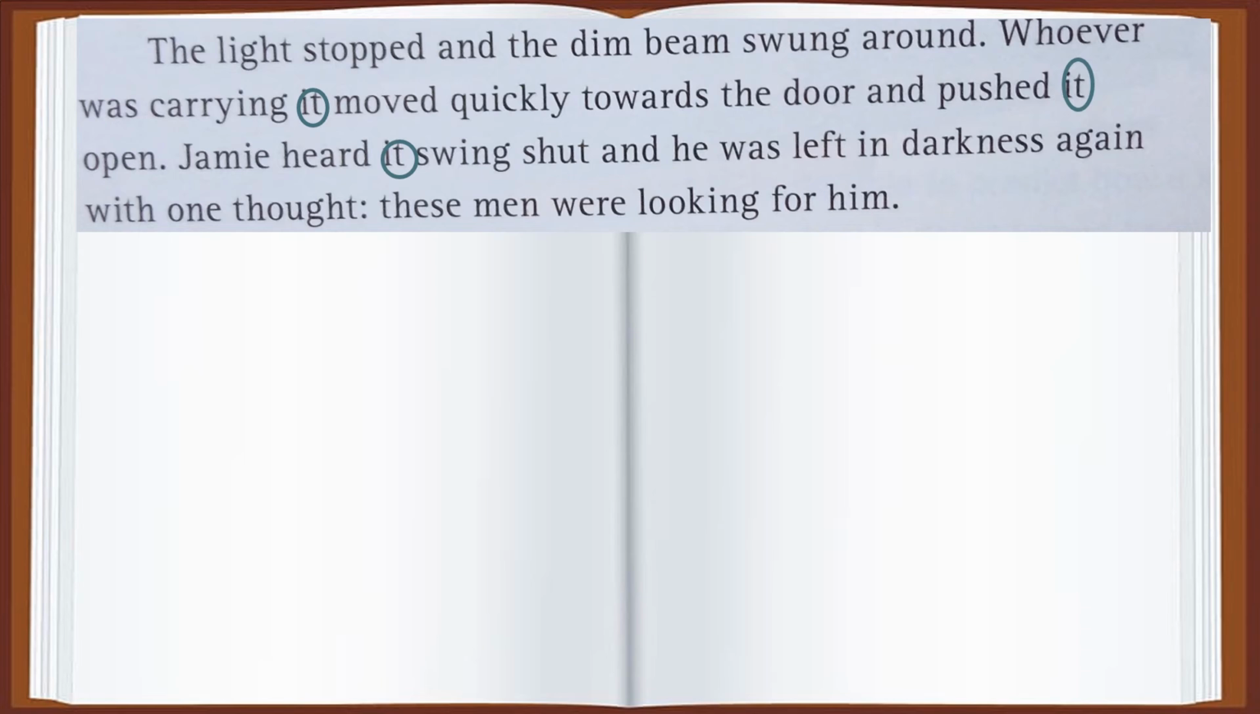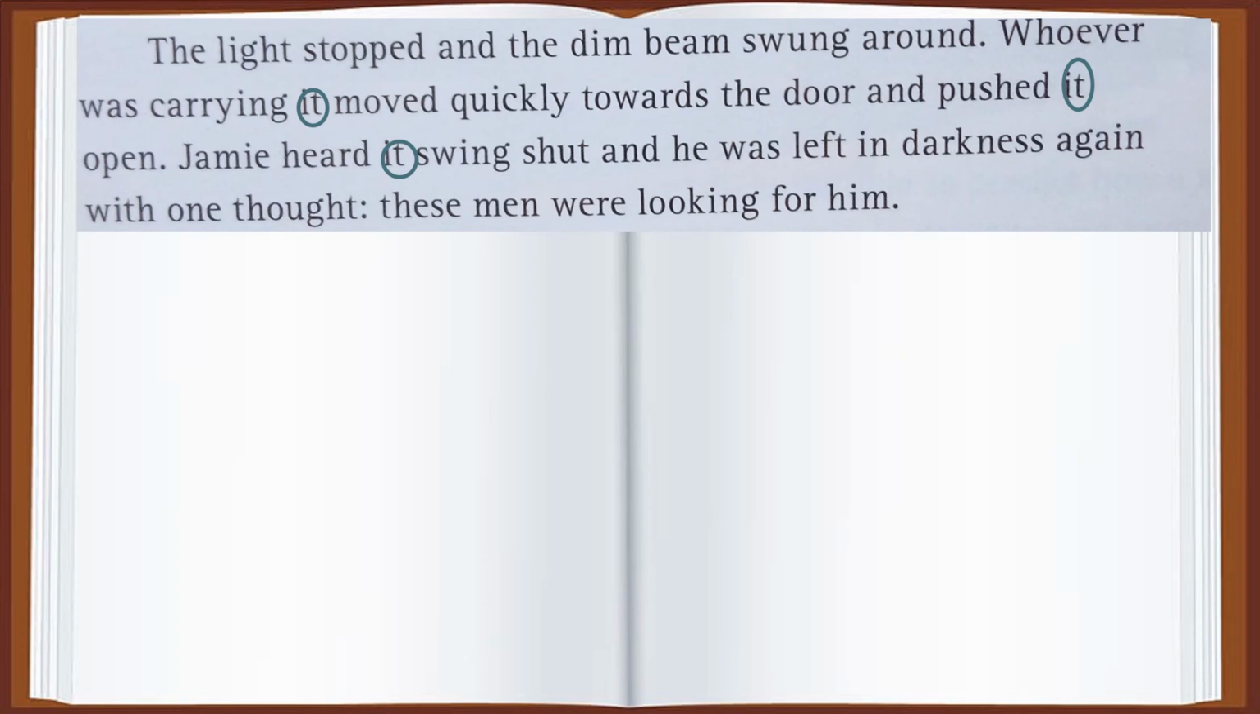The last paragraph in our lesson today: the light stopped and the dim beam swung around. Whoever was carrying it moved quickly toward the door and pushed it open. Jamie heard it swing shut and he was left in darkness again, with one thought: these men were looking for him. So in this paragraph, as I told you, the three men were following Jamie. So the man who was carrying the light was one of these three men, يعني الرجل اللي كان حامل هذا اللايت كان واحد من الرجال الثلاث اللي عمالهم بلاحقوا جيمي, and he was trying to find where is Jamie.